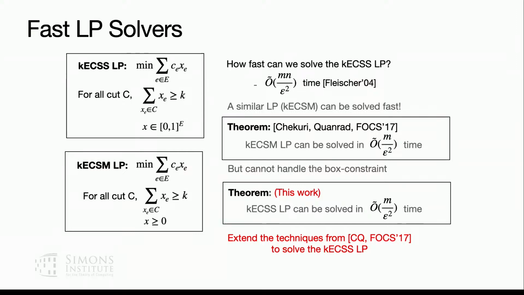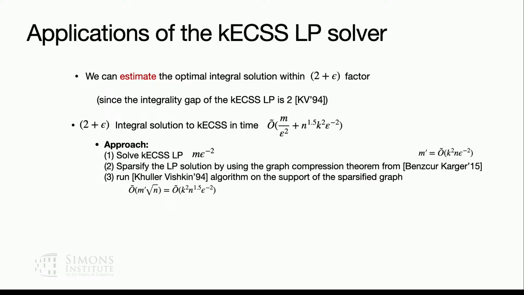Okay. Now, what are some applications of this? What is a useful utility of the LP solver? We can use it to estimate the optimal integral solution within a factor of 2, because the integrality gap is 2 in this case. And we can also use this to get an integral solution with a running time of the form m over epsilon squared plus n to the 1.5 k squared over epsilon squared.